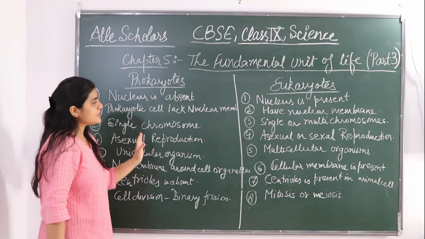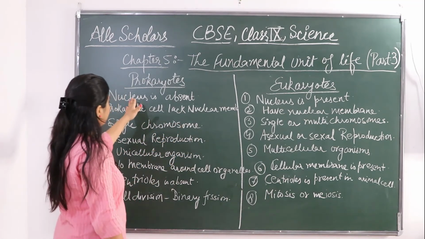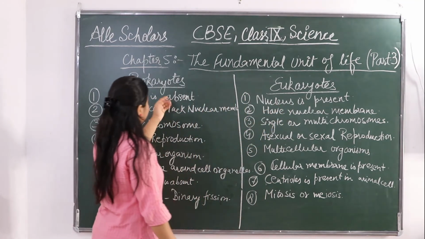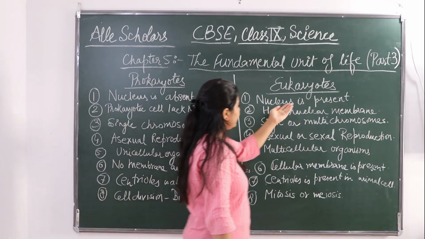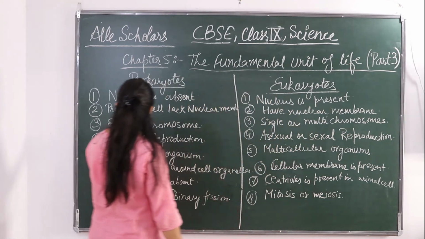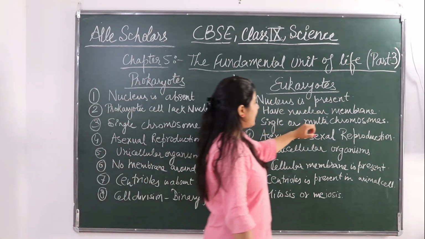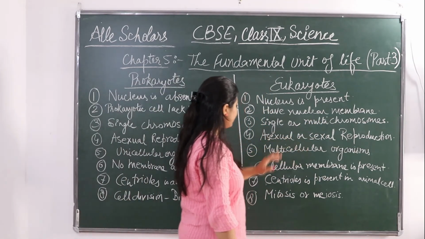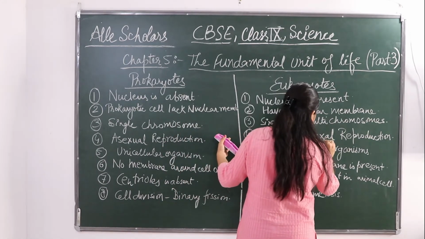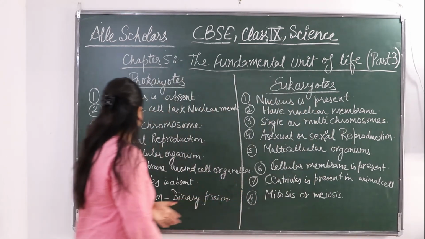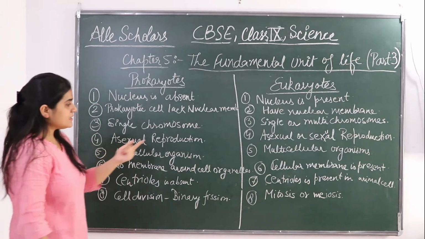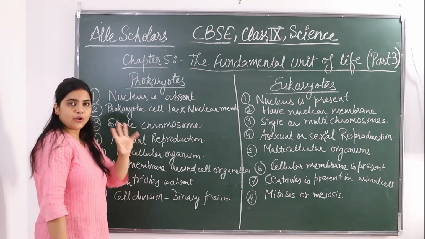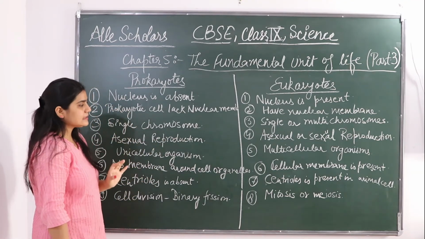So this was the difference between prokaryotes and eukaryotes. The main difference is that the nucleus is absent in one and present in the other. If there is no nucleus, there is no nuclear membrane; if the nucleus is there, they have a nuclear membrane. They have a single chromosome, whereas eukaryotes are multi-chromosomal. Prokaryotes have asexual reproduction, whereas eukaryotes have sexual as well as asexual reproduction. Prokaryotes are unicellular, made up of a single cell, whereas eukaryotes are multicellular, made up of many cells.